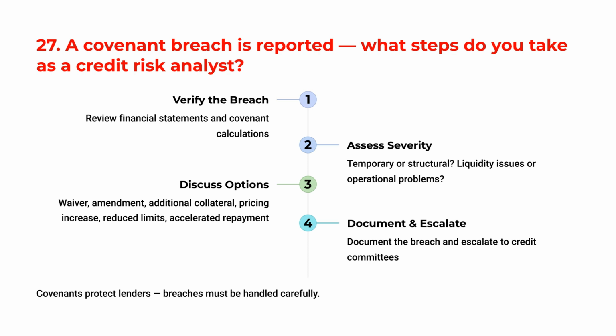A covenant breach is reported. What steps do you take as a credit risk analyst? First, verify the breach. Review the financial statements and covenant calculations. Next, assess severity, temporary or structural. Does the breach imply liquidity issues or operational problems? Discuss options with relationship managers: waiver, amendment, additional collateral, pricing increase, reduced limits, accelerated repayment. Document the breach and escalate to credit committees. Covenants protect lenders. Breaches must be handled carefully.